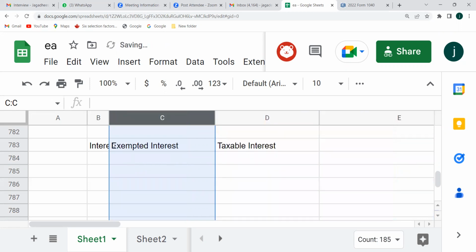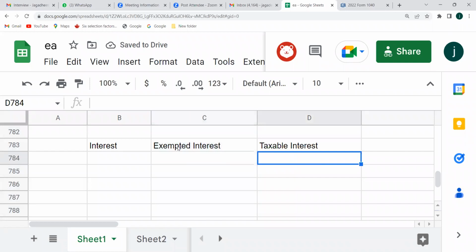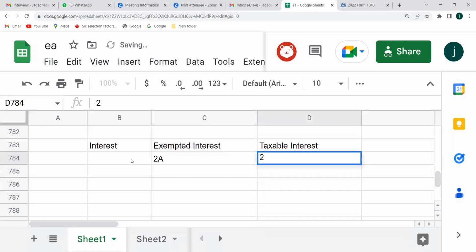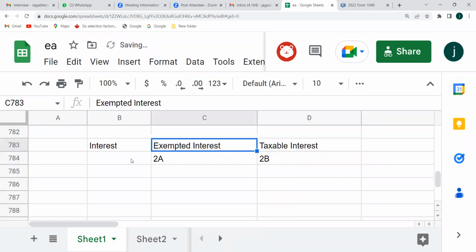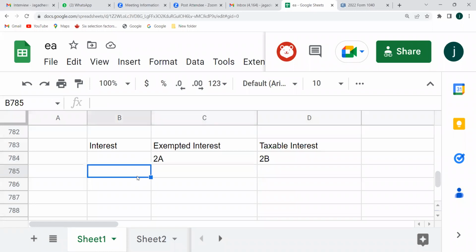Okay. So in the exempt interest case, we need not pay any tax on it. In taxable interest, we need to pay. So what is the line number in 1040? This is line number 2A and this is line number 2B. So basically we are doing the federal things only. We are doing federal income taxes.